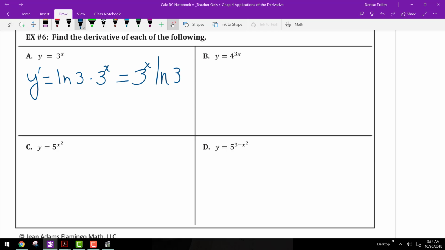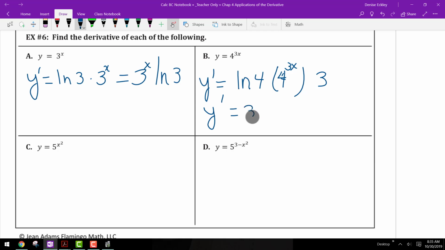Okay, letter B is our rule 2, because now we have a base raised to a function, not just x. So y prime is going to be the same thing. We're going to use our chain rule, so we're going to have ln of 4 times 4 to the 3x, and then we have to take the derivative of 3x, which is 3. So our final answer cleaned up is going to be 3 ln of 4 times 4 to the 3x.